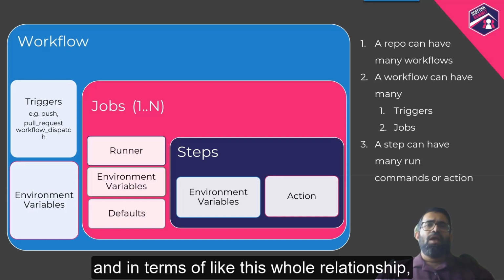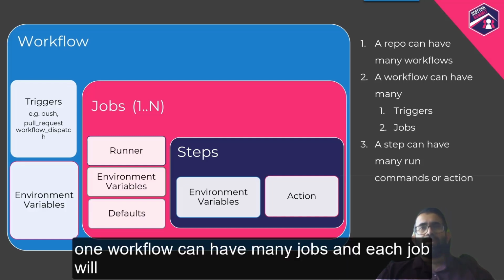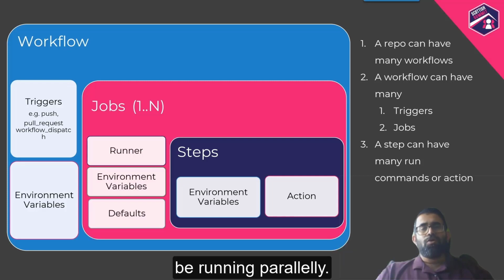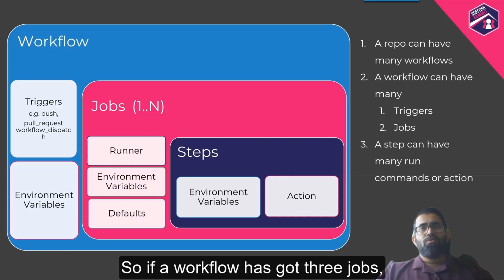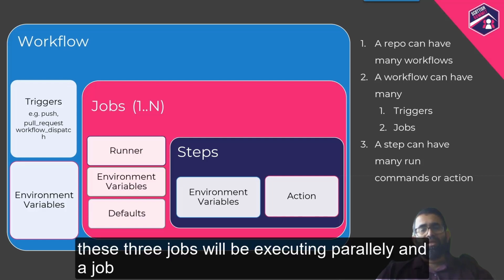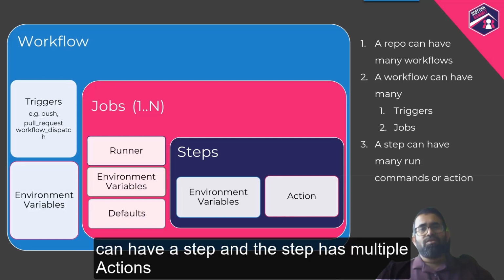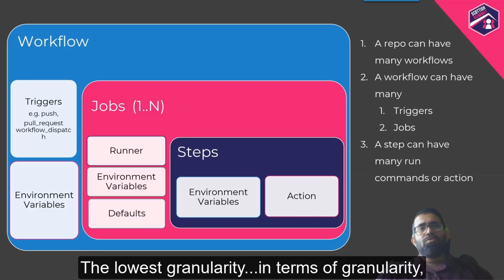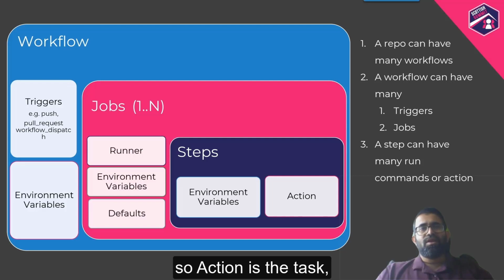And in terms of this whole relationship, one workflow can have many jobs, and each job will be running parallelly. So if a workflow has three jobs, these three jobs will be executing parallelly, and a job can have a step, and the step has multiple actions. So the lowest in terms of granularity is the action. So action is the task.